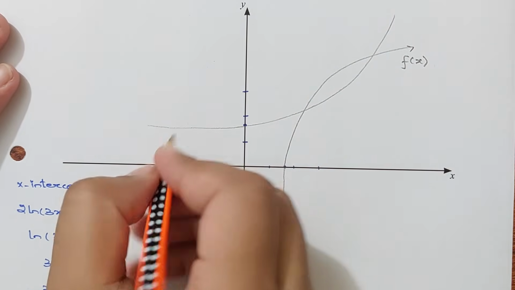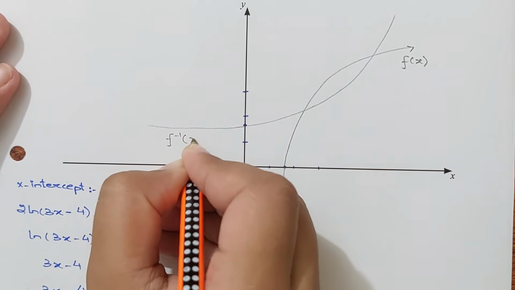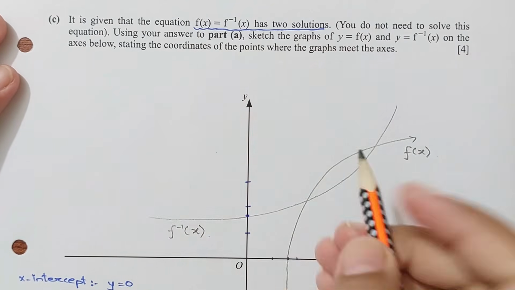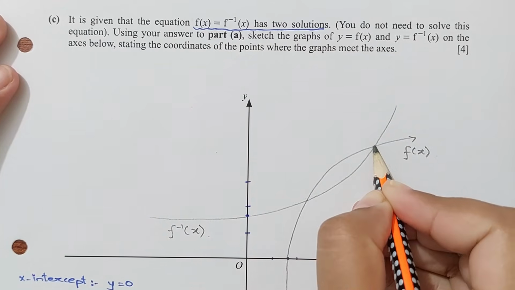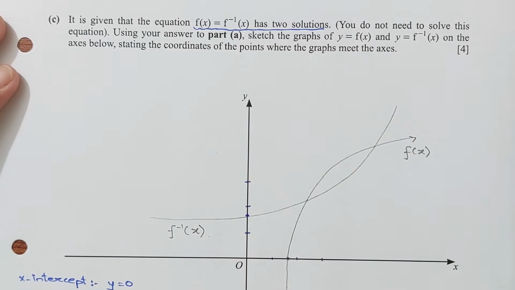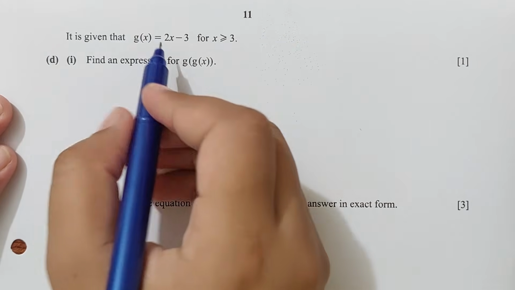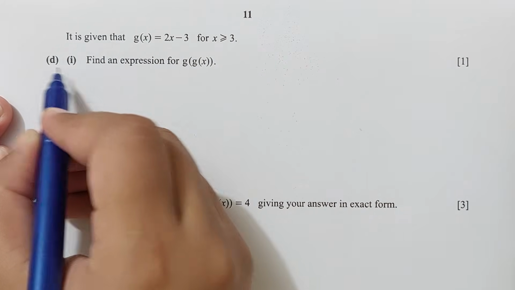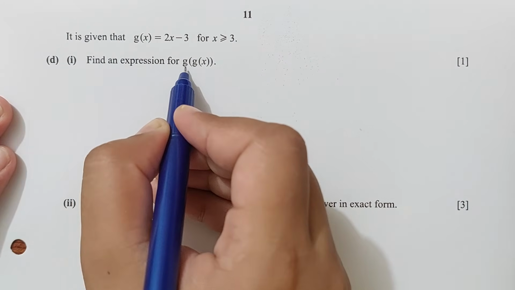So this is a shape for f inverse of x. All right. And when we put both of them equal, it has two solutions. The two points of intersection are the solutions. It is given that g of x equals 2x minus 3 for x greater than or equal to 3. Question D1, find an expression for gg of x.